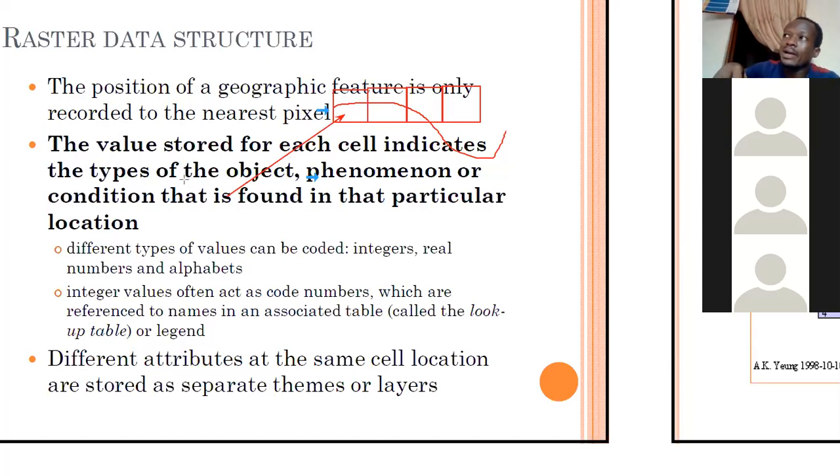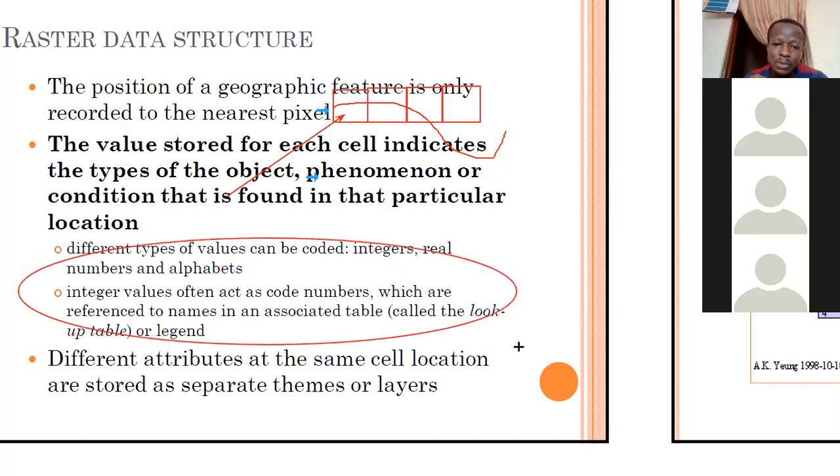When a camera or a sensor is mounted on a helicopter or a plane and it looks down, whatever it sees, if it's recording true value, then the squares will be picking values that it finds within every single square. The value stored for each cell indicates the type of object, phenomenon, or condition that is found in that particular location. So we're talking about the position of geographic features, and the location of each cell, which is inferred by row and column numbers.